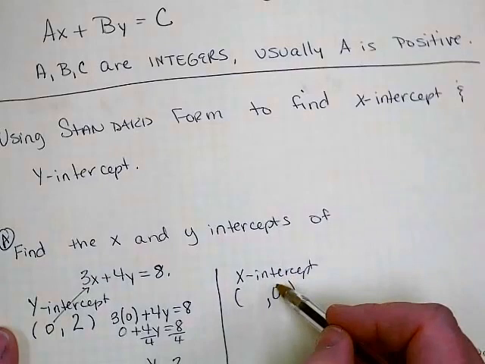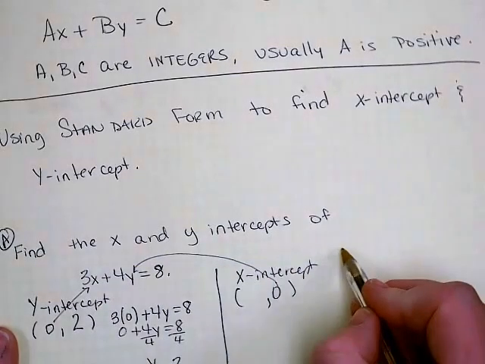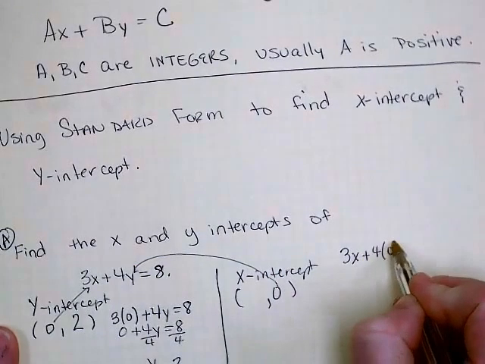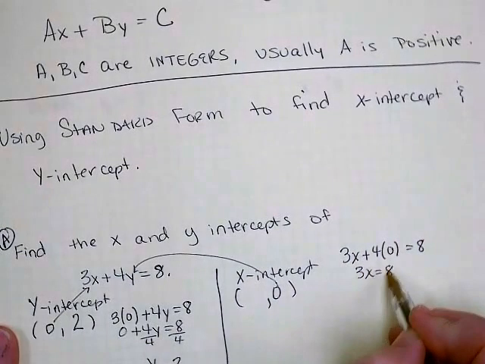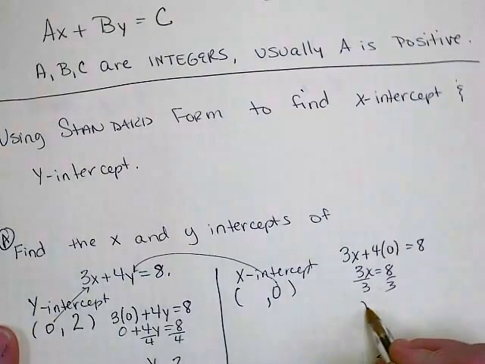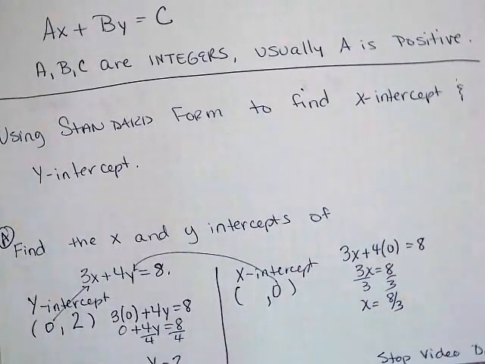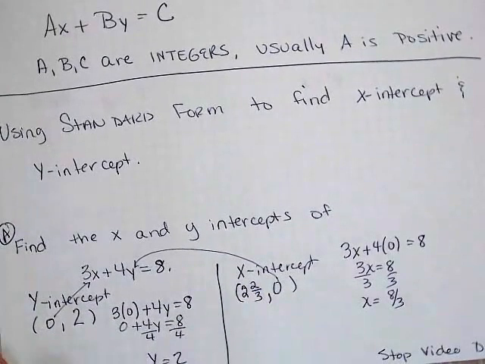So I'm going to take that, I'm going to use it in place of the y to find the x-intercept. So it's going to say 3x plus 4 times 0 is equal to 8. 3x is equal to 8. Divide by 3. X equals 8 thirds. Well, 8 thirds is a fraction. We can't do anything about it. We can simplify it. We can call it 2 and 2 thirds. But we have our two intercepts.